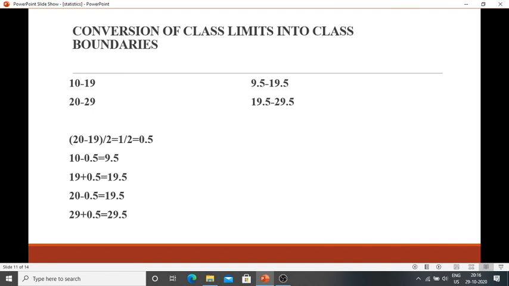And in the class limit for 10 to 19, the class interval is 10. In case of class boundary, it is also 10 because we subtract 9.5 from 19.5 and we get 10. That is the class width for the converted class boundary. So we have converted the class limit into class boundaries. In case of some statistical calculations, this conversion is required. So we must know.